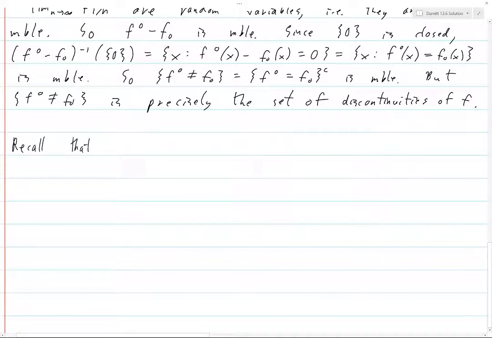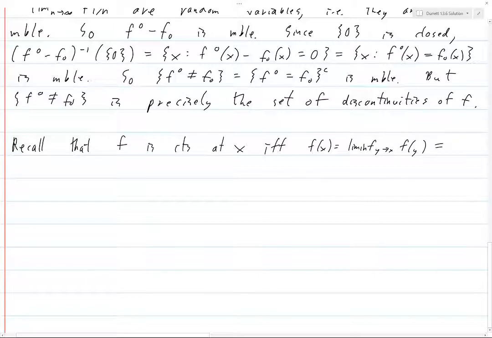Recall that f is continuous at x if and only if, and there's many ways to define it, but here's one definition, f of x must equal the lim inf as y goes to x of f of y, but it also must equal the lim sup as y goes to x of f of y. And in this case, you say the limit as y goes to x of f of y exists, and it's equal to f of x. Okay.